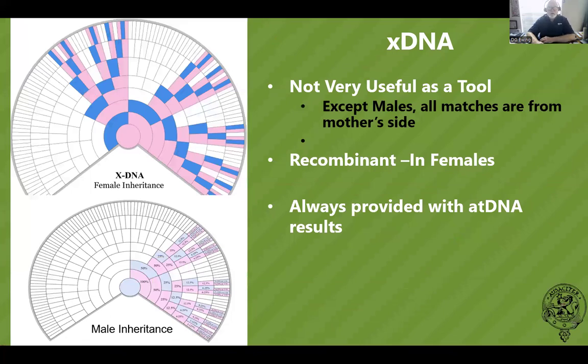All right, so now we're talking about the 4th type of DNA, X. It isn't as useful as a tool either.